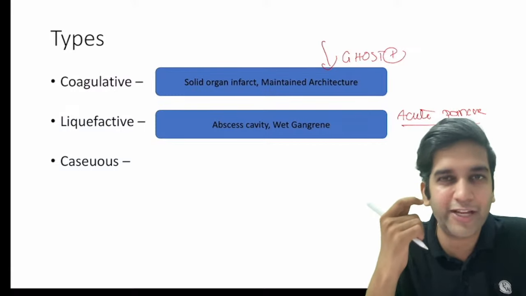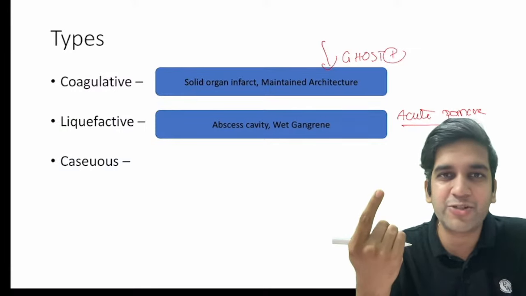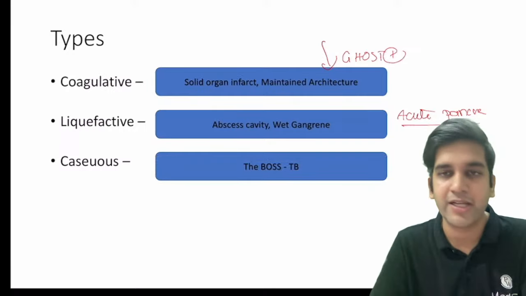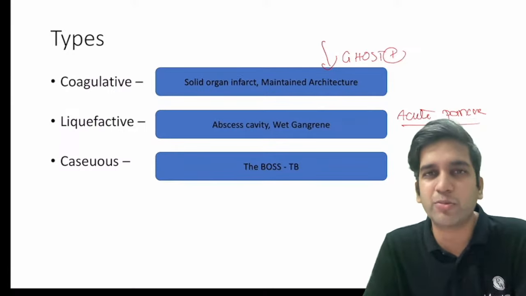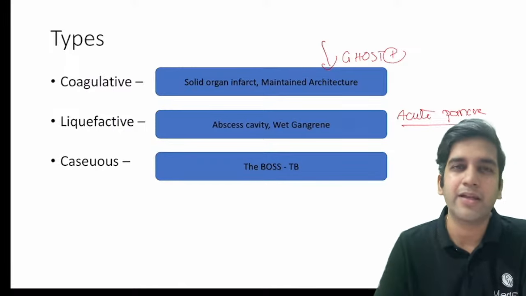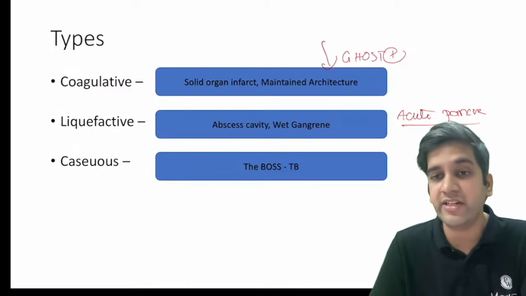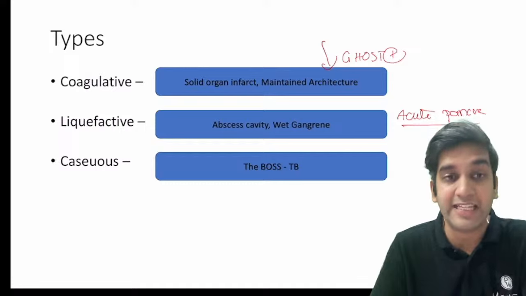What's the only diagnosis for any caseous necrosis? Undoubtedly, it has to be the boss, right? Tuberculosis. It has to be TB by default. If TB is not there, we think of histoplasma, coccidioidomycosis. But again, even in immunocompromised state, TB is definitely much more common than any other thing, right?